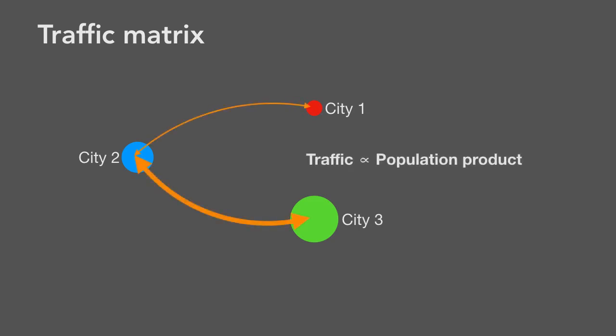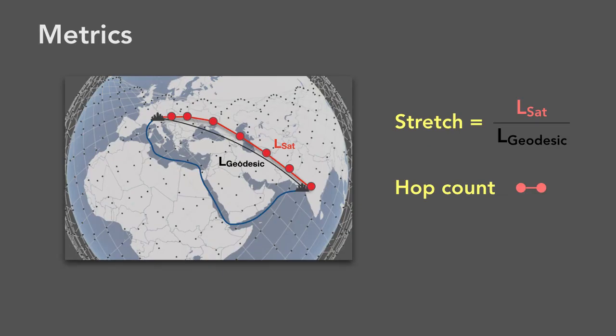We use simple traffic matrices which are intuitive for our evaluation. We picked the 1,000 most populous cities and used a population product traffic matrix. Let CT1, CT2, and CT3 be 3 cities with different populations. The traffic between city pairs is proportional to their population product. We also tested a variant which relies on GDP instead of population.